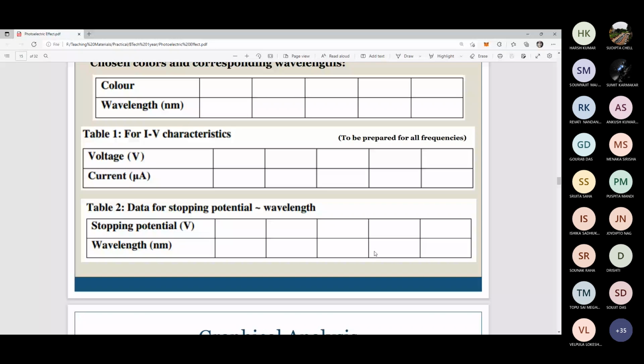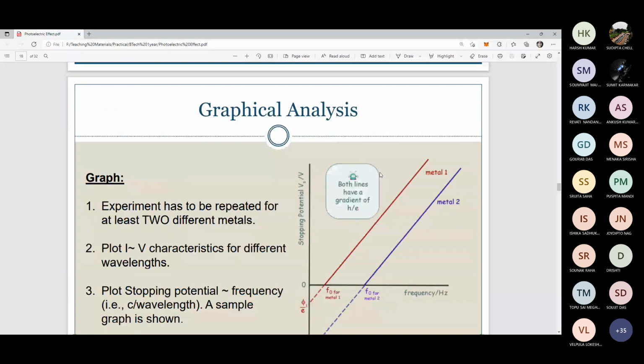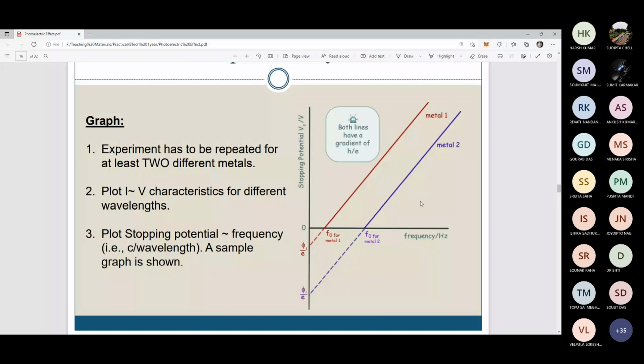When you calculate the stopping potential, it depends on frequency. If you change the frequency, it will be different, because frequency means the energy of the light photon, and for a different wavelength the photon energy will be different. Depending on the work function of that particular material, that amount of energy will be lost to release the electron, and the remaining energy will be used for its kinetic energy.